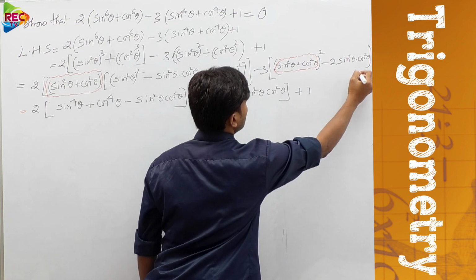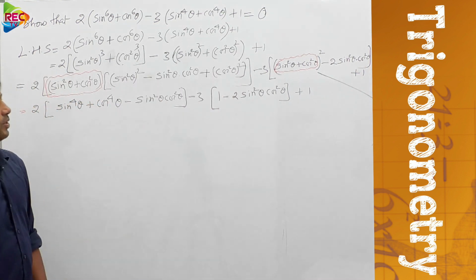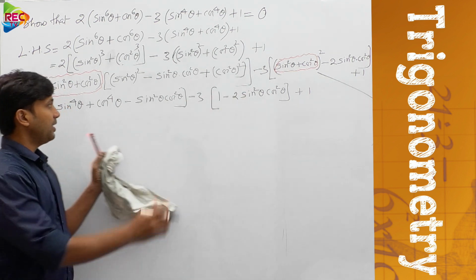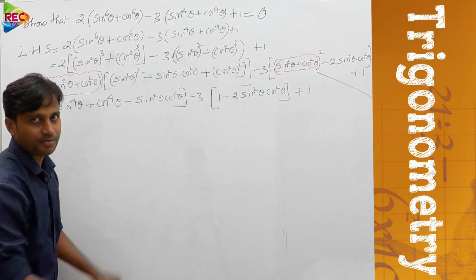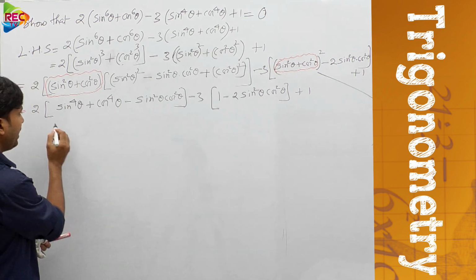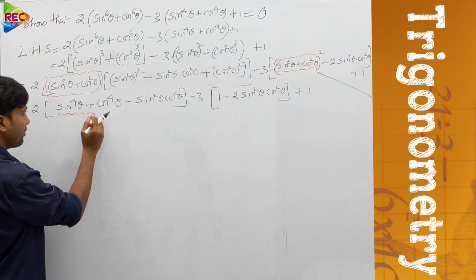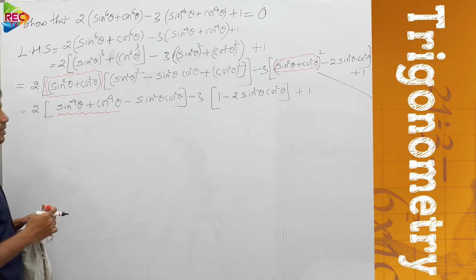I am writing here plus 1. This is separate one. Okay. So therefore, the size is a bit decreased. Now let us solve it once again. Again, what is remained here? Just see. Again we obtained this sin power 4 theta plus cos power 4 theta.